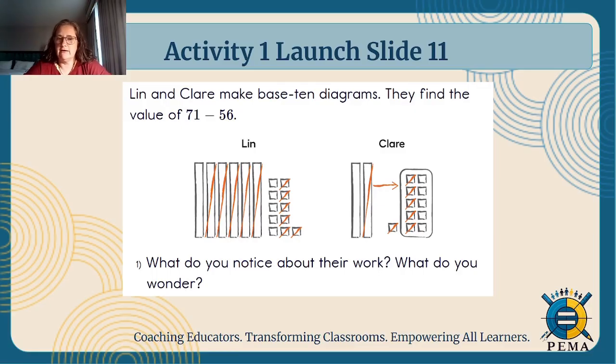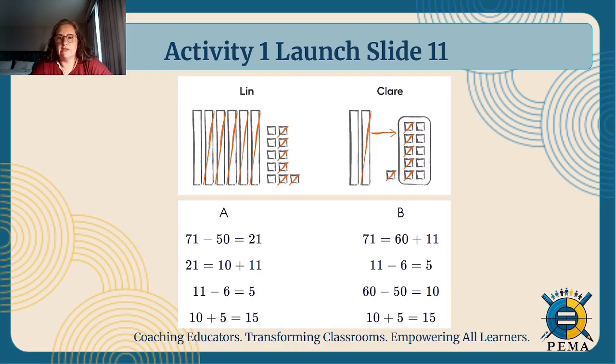So it turns out that Clare thinks about 71 minus 56 and takes 50 away from 71 before she even starts her drawing. So on the next slide, they ask students which set of equations go with each drawing. So the B equations match Lin's drawing and the A equations match Clare's drawing. Except it's really hard because 70 minus 50 exists in the equation, but it doesn't exist or get shown anywhere in Clare's drawing.